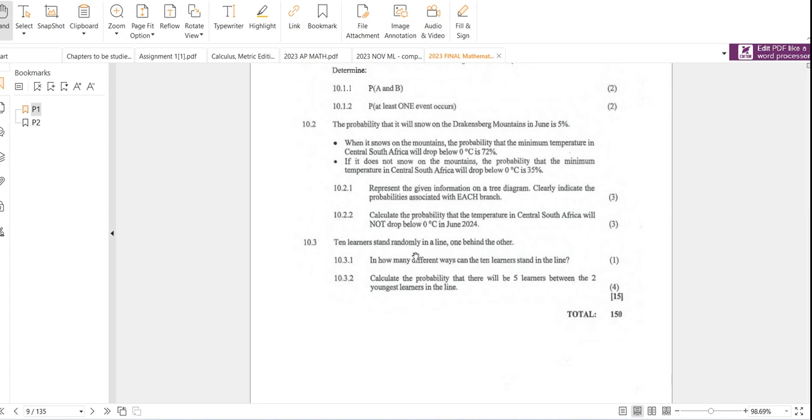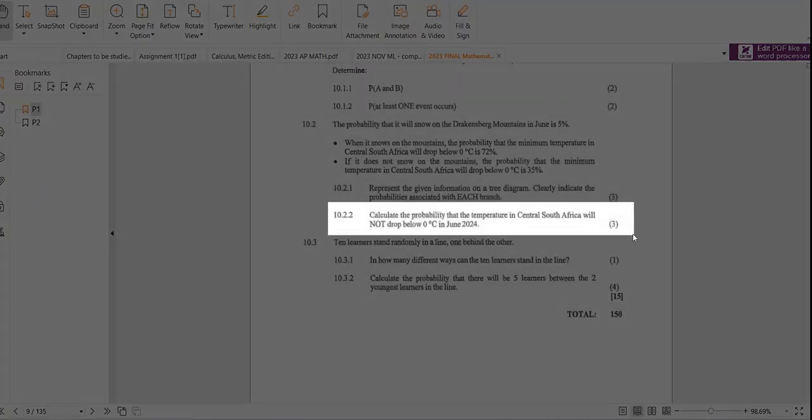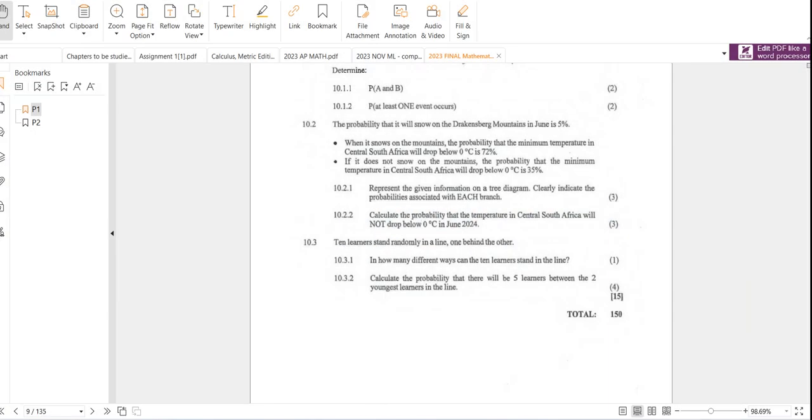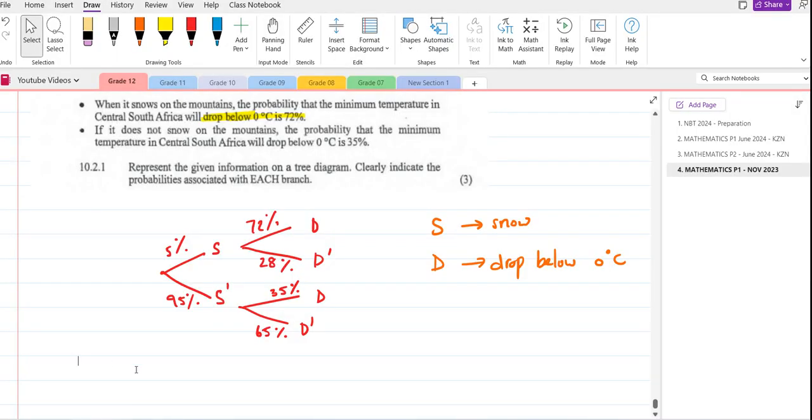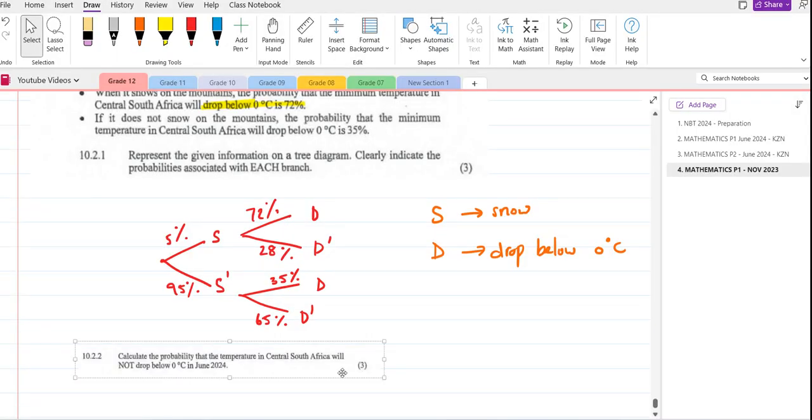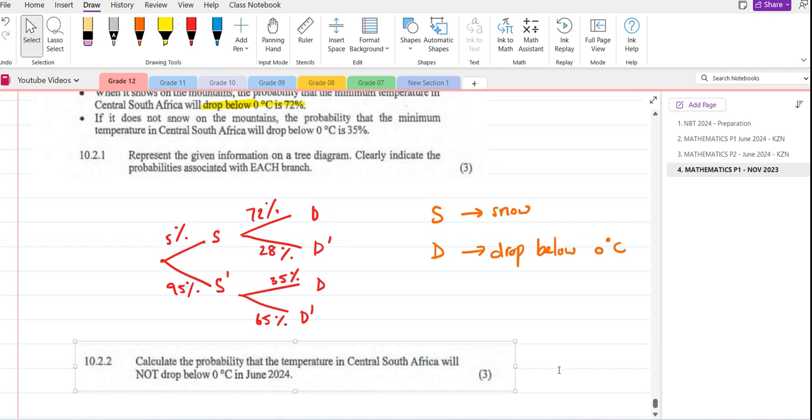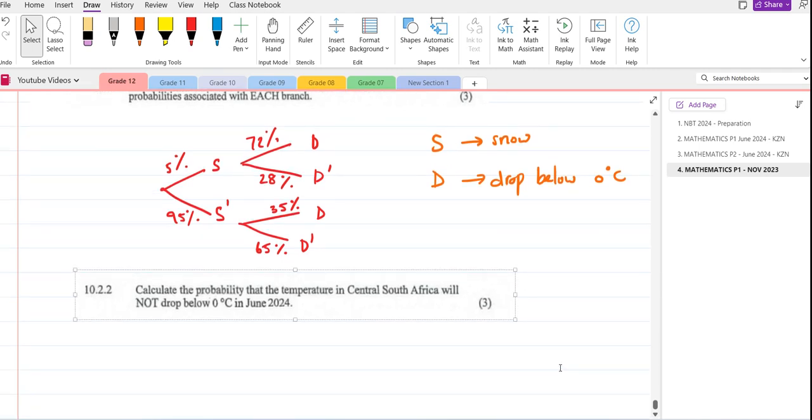10.2.2. Calculate the probability that the temperature in central South Africa will not drop below zero. So will not drop below zero is here. We want this one and we want that one. So we'll follow the path. So the probability will be S and D, so 5%.